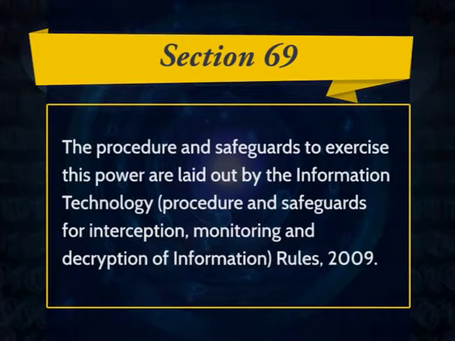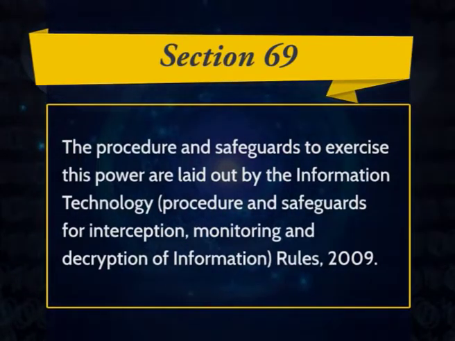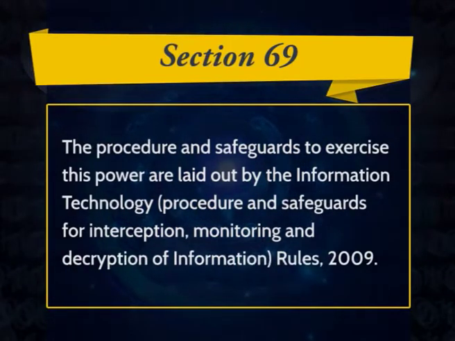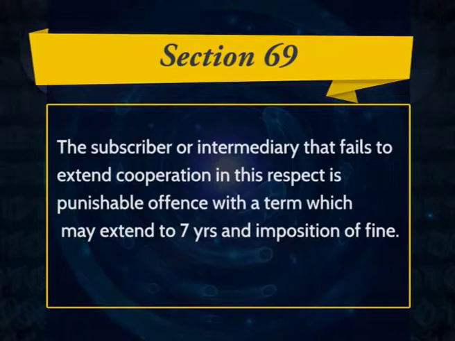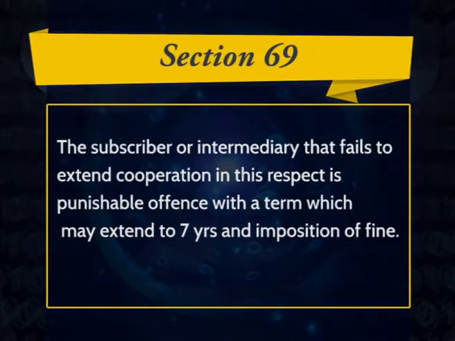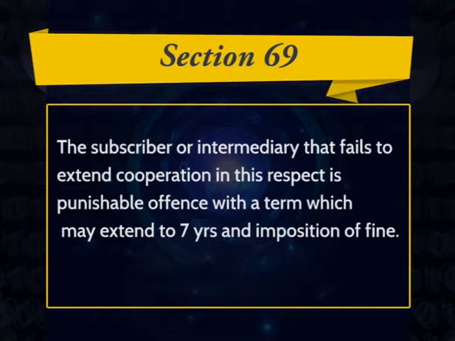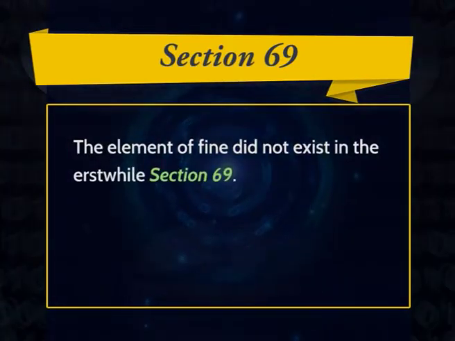The procedure and safeguards to exercise these powers are laid down by the Information Technology (Procedure and Safeguards for Interception, Monitoring and Decryption of Information) Rules 2009. A subscriber or intermediary that fails to extend cooperation in this respect is punishable with a term which may extend to 7 years and imposition of a fine. The element of fine did not exist in the erstwhile section 69.